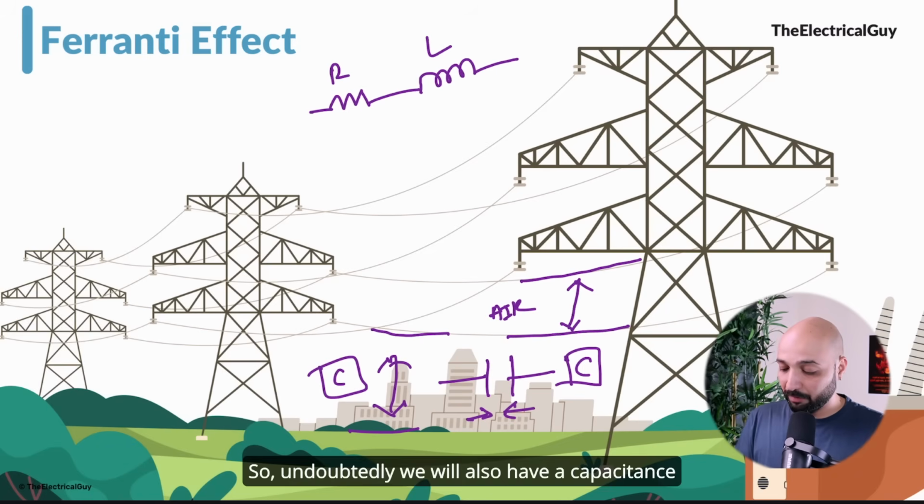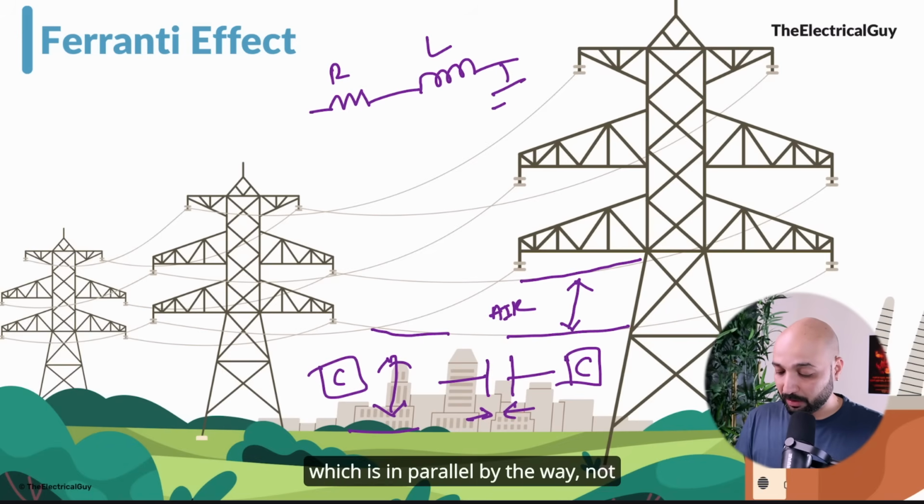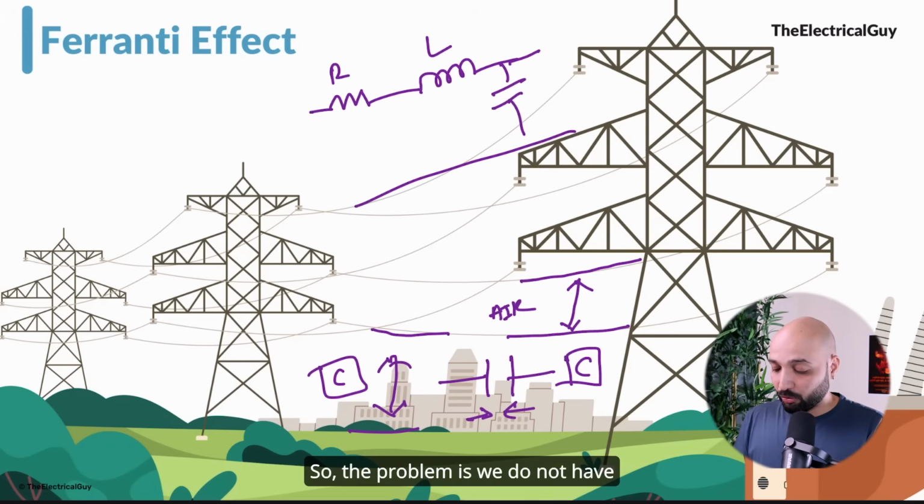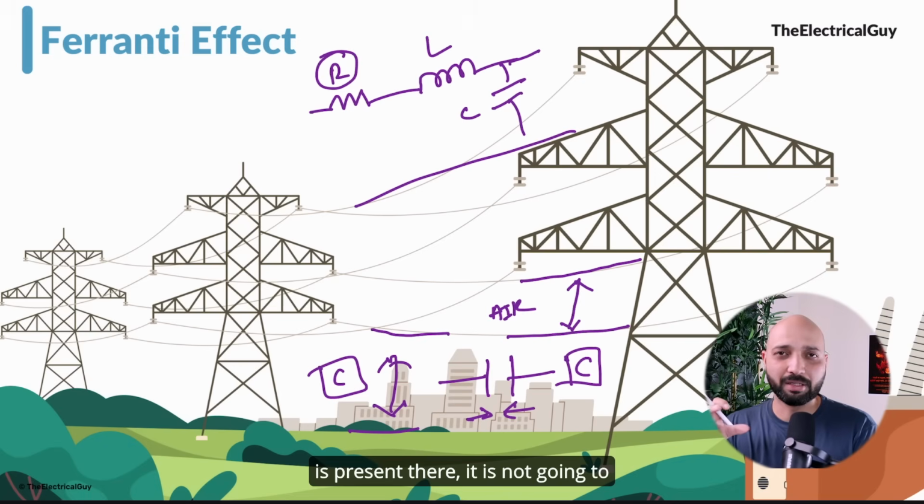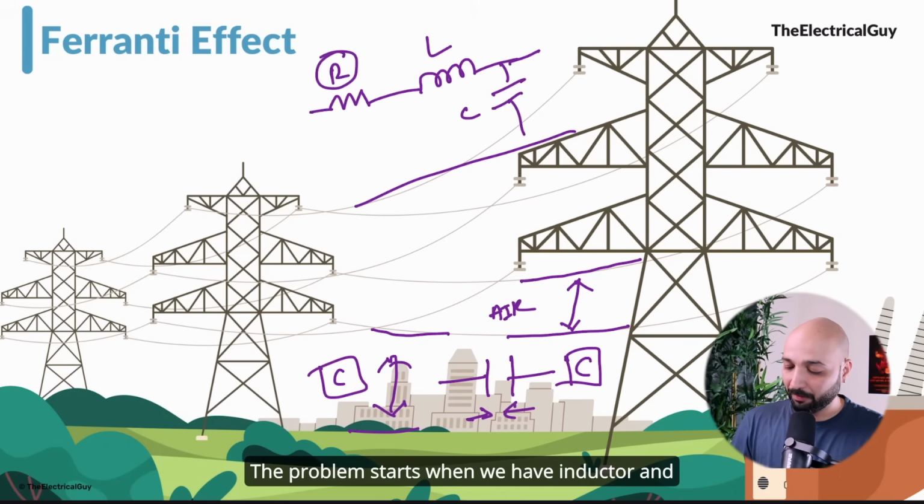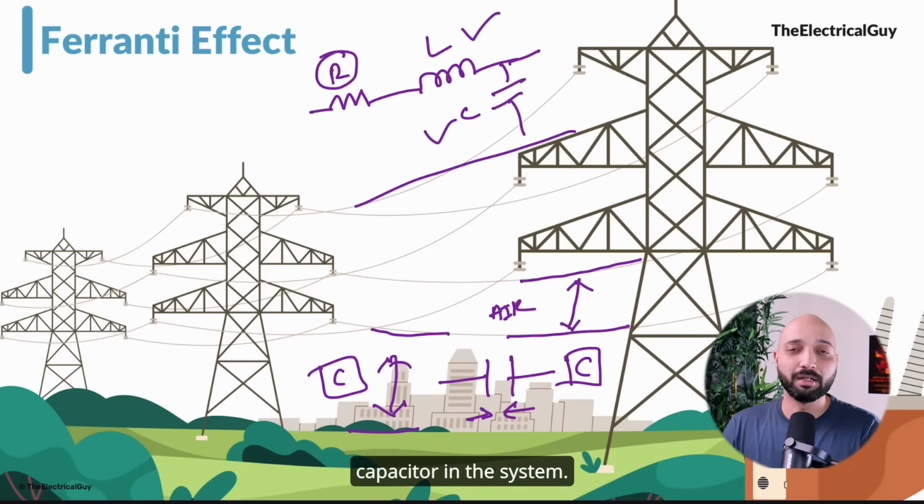So undoubtedly, we will also have a capacitance which is in parallel, by the way, not in series. The problem is we do not have any issue with the resistance. Even if it is present there, it's not going to cause a lot of problems for us. The problem starts when we have inductor and capacitor in the system. Now what happens? Let us go and understand that.